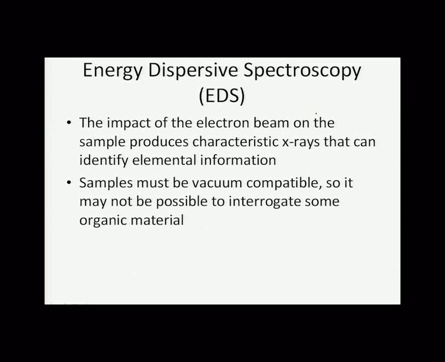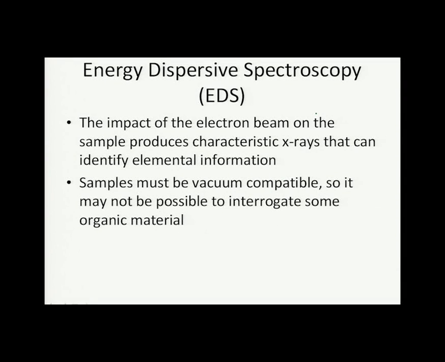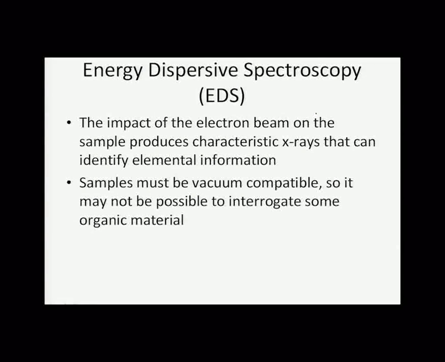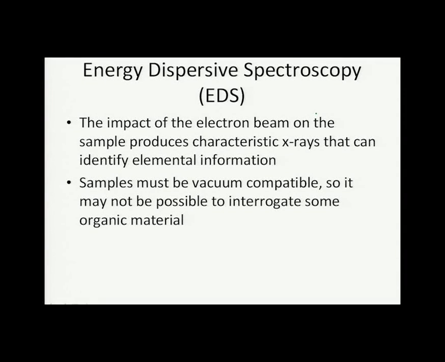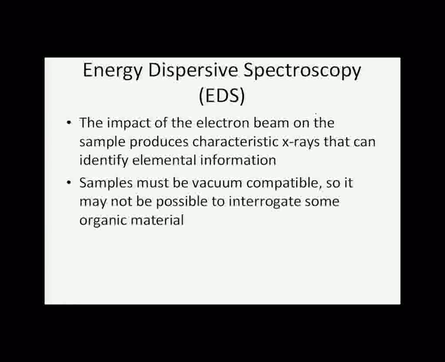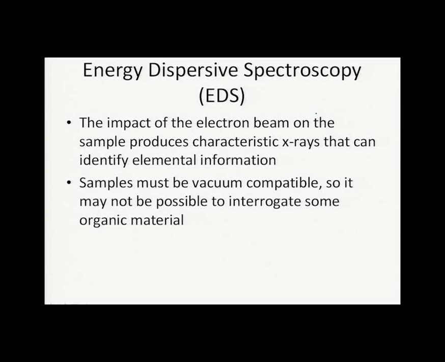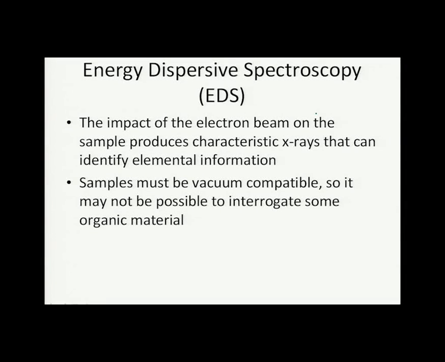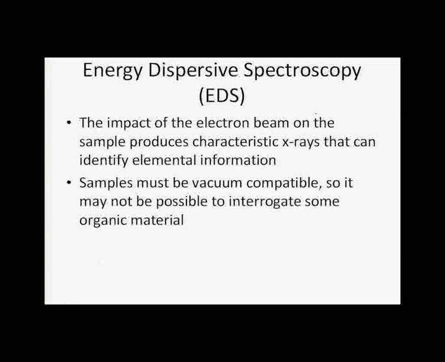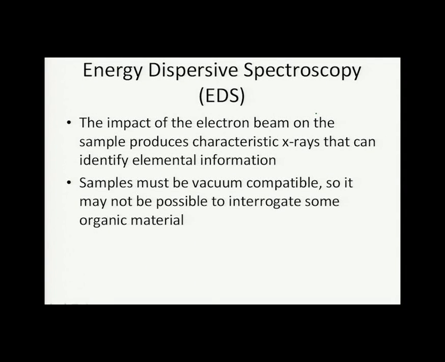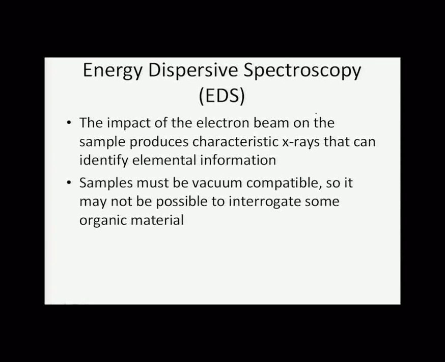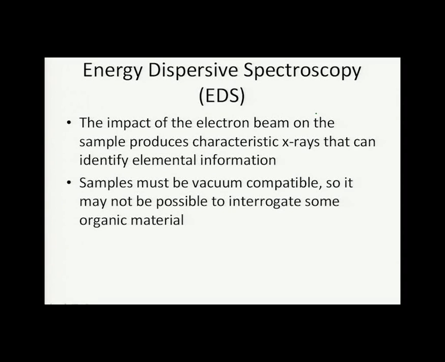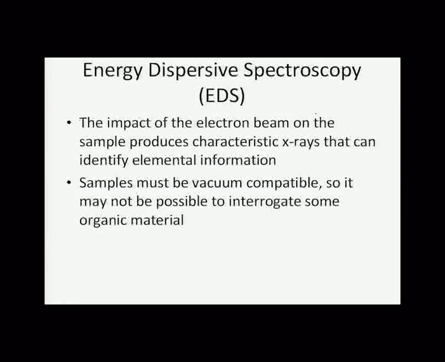The impact of the electron beam on the sample produces characteristic X-rays that can identify elemental information. The samples must be vacuum compatible again, so it may not be possible to interrogate some organic materials, especially when you think about things such as biologicals, which have lots of water and gases inside them, and will be prone to outgassing when you're trying to pump down the chamber.